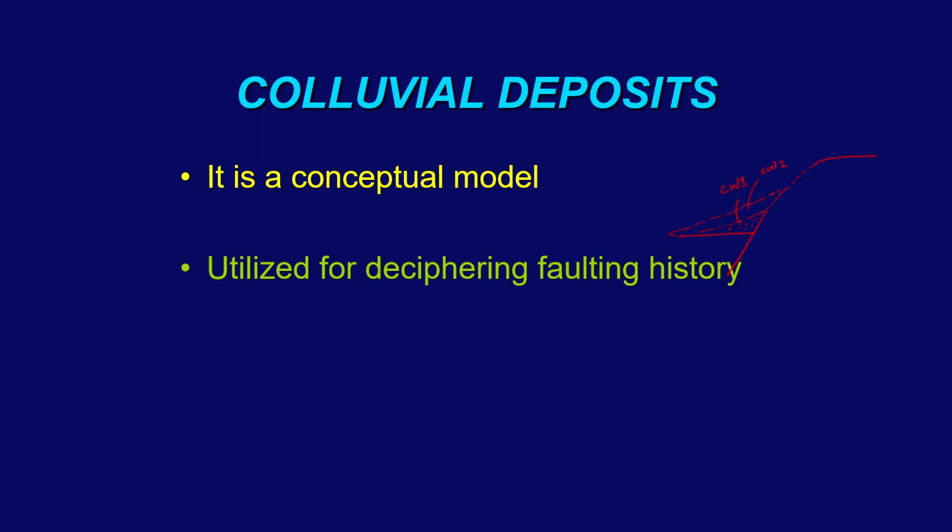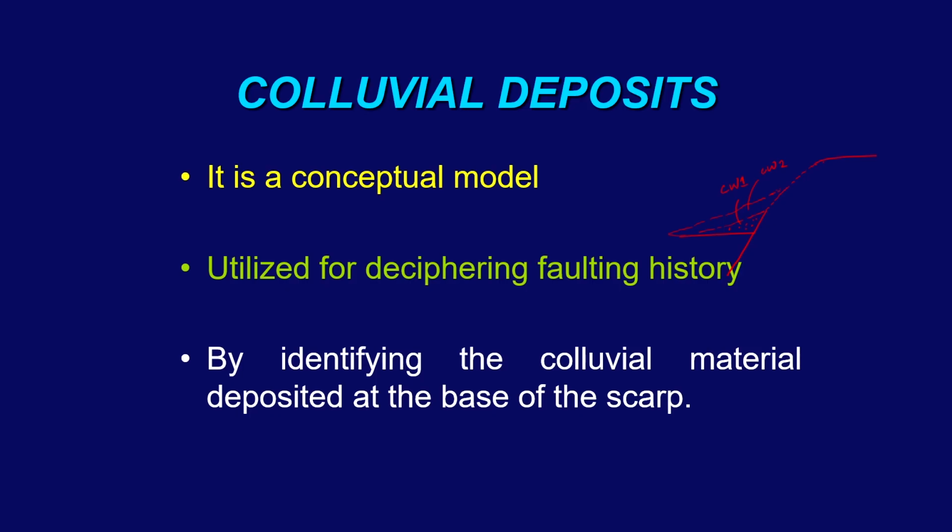So, it is a concept of model utilized for deciphering faulting history. You can go back into the history and say how many colluvial wedges are there. That can help you, by identifying the colluvial material deposited at the base of the scarp. This is the base of the scarp here, and this part will be accumulating your eroded material, which is what we classify as colluvial material.